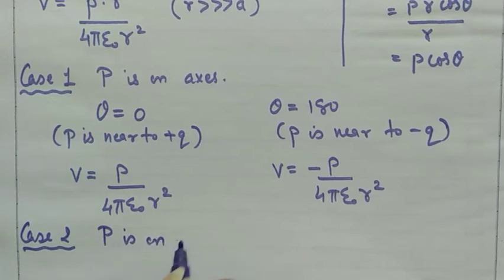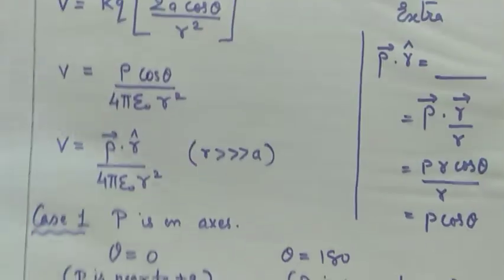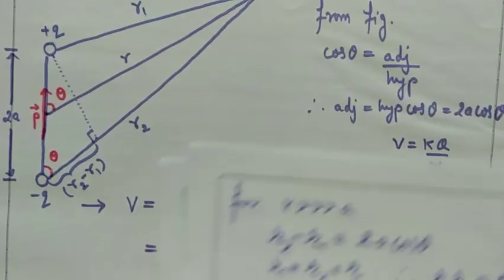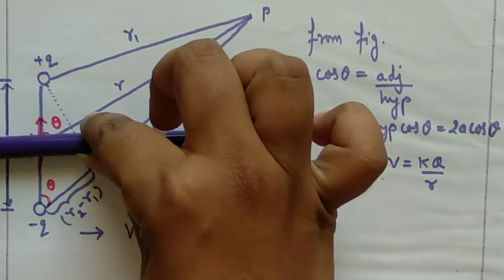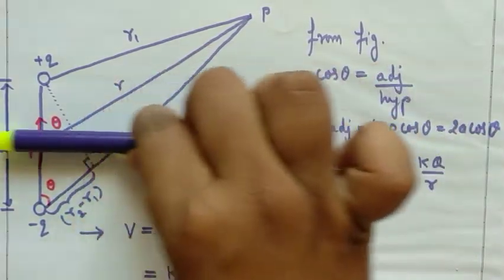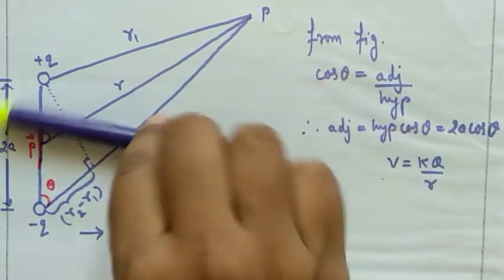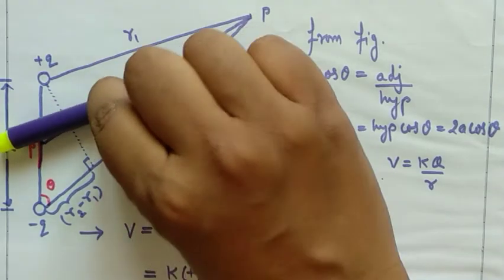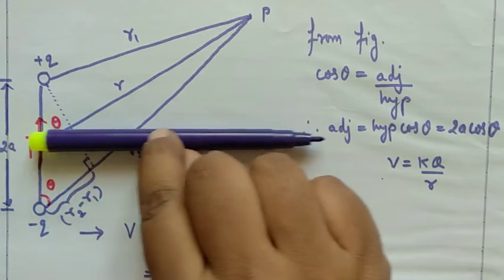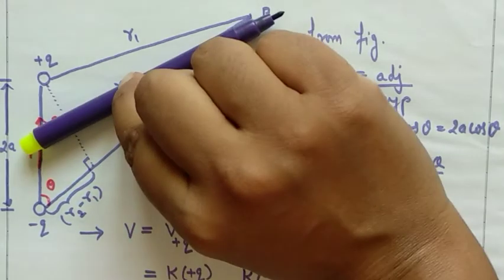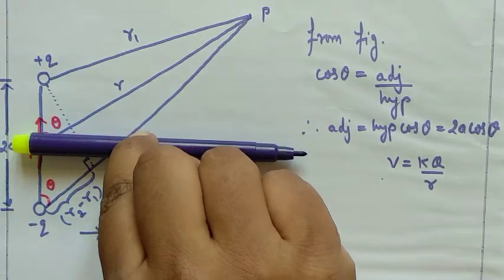P is on equator. Then what will happen? Just see the figure. Equator means this line perpendicular to the dipole axis. So our point P, from here it will shift like this on this perpendicular bisector of the dipole. What will happen to the theta? See, as I turn this line like this, then theta becomes 90.